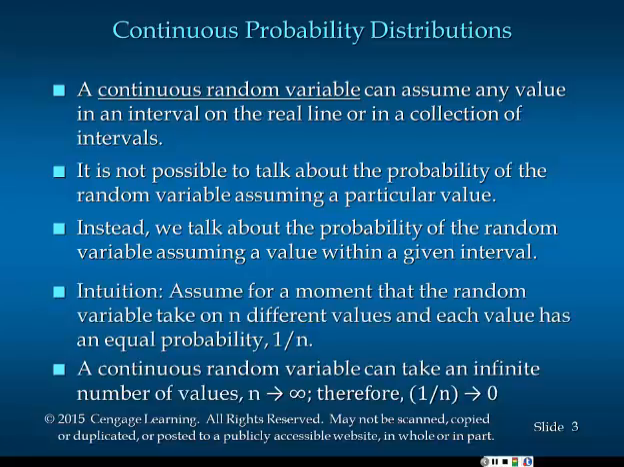Alright, so here's the intuition. Assume for a moment that the random variable takes on n different values, and each value has an equal probability of just 1 over n. So straight uniform. Every value has a probability of exactly 1 over n. Problem is, I told you that it was continuous, right? So what is n equal to? Infinity. So 1 over infinity equals to what? 0. So there's no probability mass on any one point.